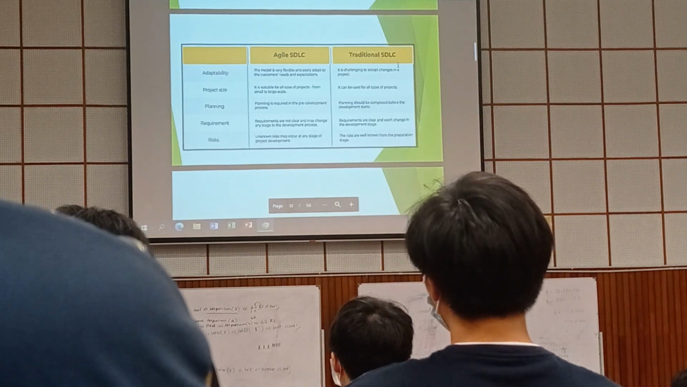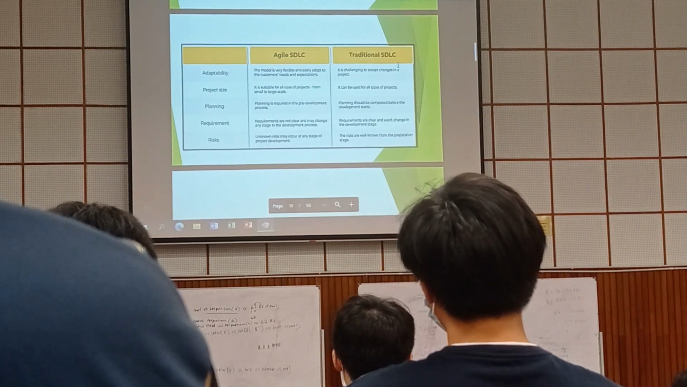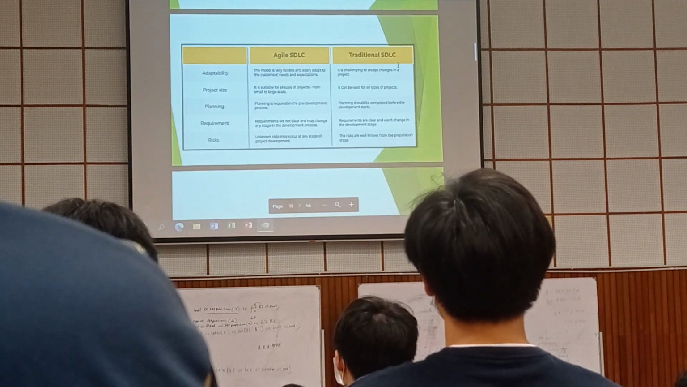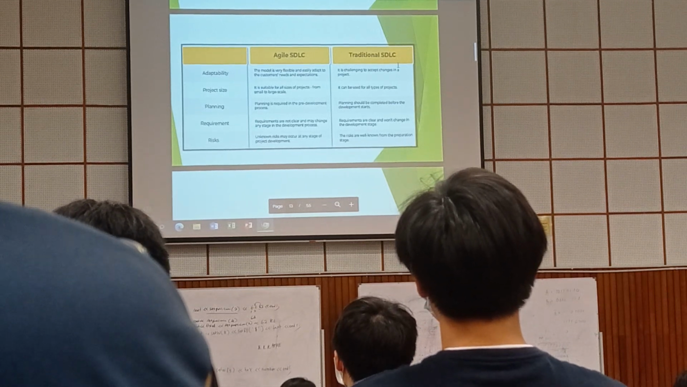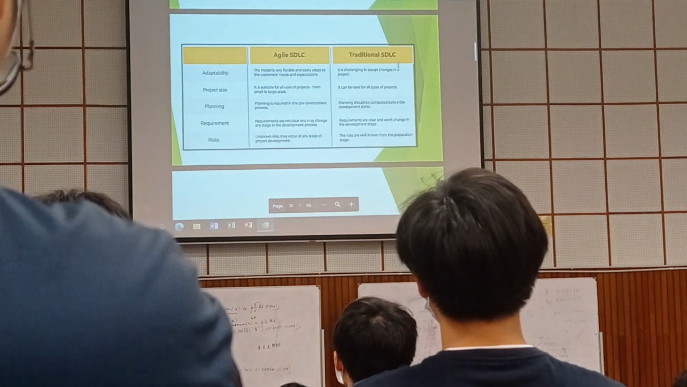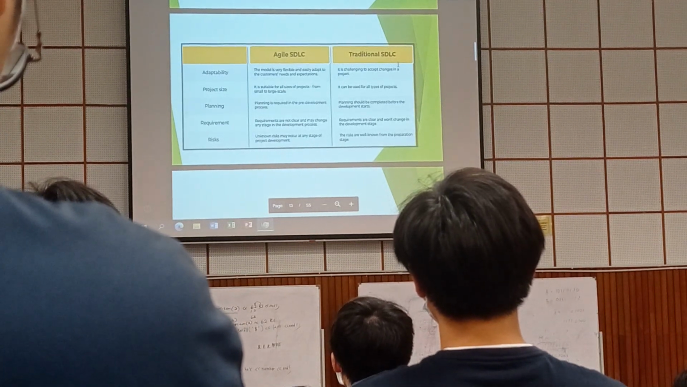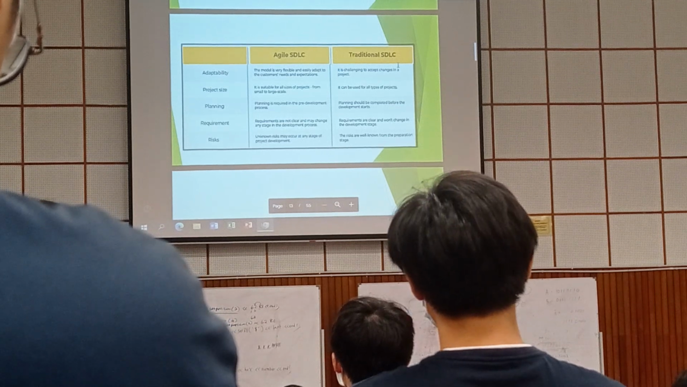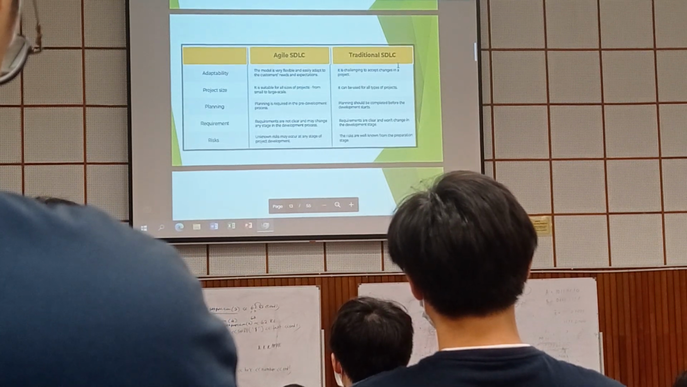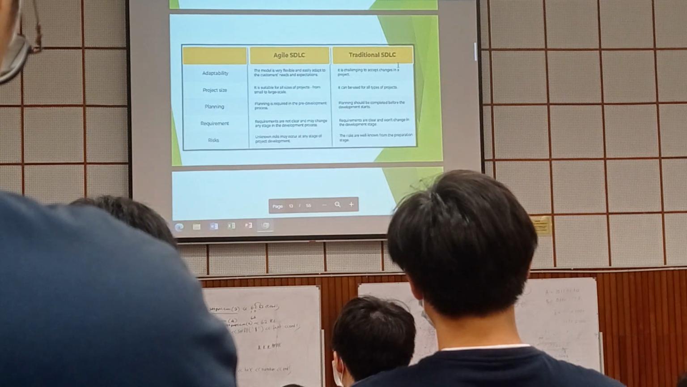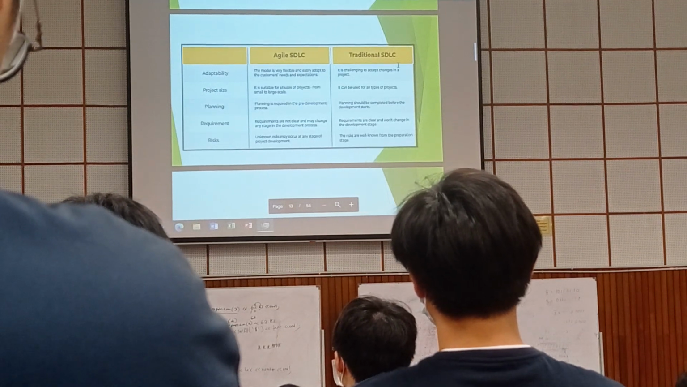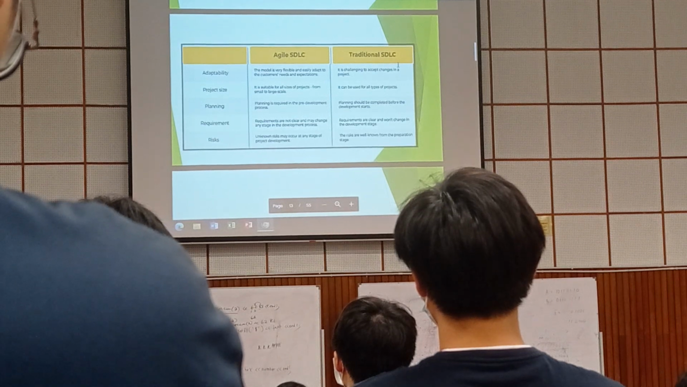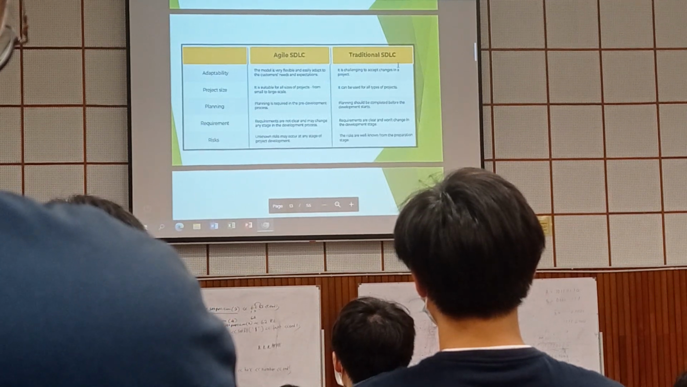The next one is project size. Under agile, it is suitable from small to large. Whether it is a very small project or a large project, you can use agile. Traditional can also be used for all projects, but it is quite risky. Why is it quite risky? You can see under the risk feature.